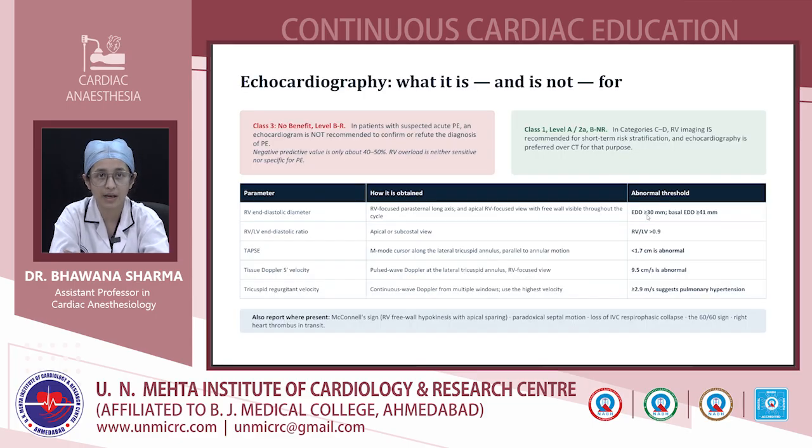Coming to echocardiography, it is not indicated to diagnose pulmonary embolism, but if the patient is unstable, then we use echocardiography to assess the function of the right ventricle. To do this, we assess a few parameters like the RV end-diastolic diameter and the RV to LV end-diastolic diameter ratio.